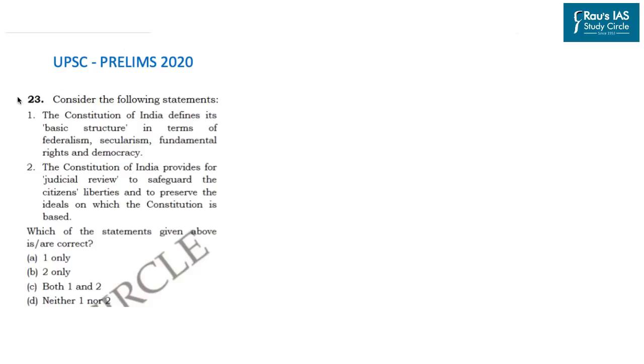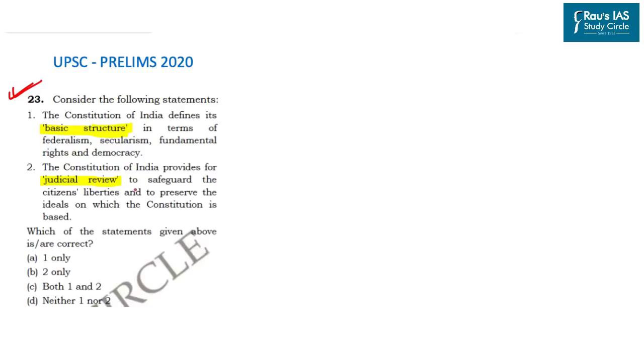Now let's take up question number 23 in set B. Now this is a very important question asked by UPSC based on basic structure and judicial review. Now both these topics of basic structure and judicial review are some of the most important concepts in the Indian polity section of UPSC examination. So in this regard, you must have a thorough understanding of basic structure as well as judicial review.